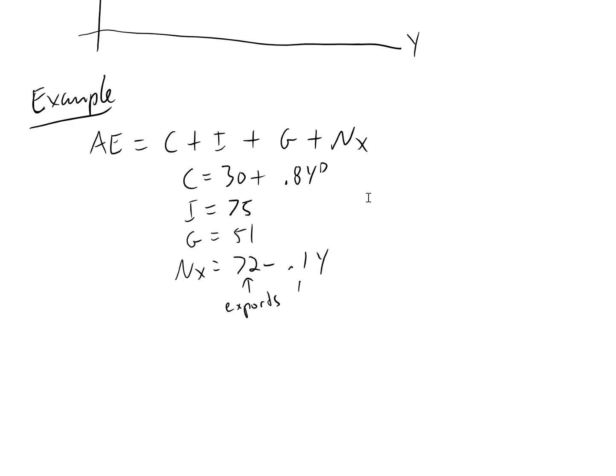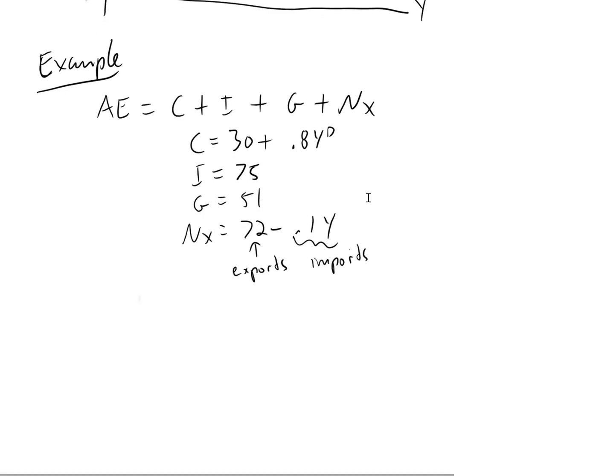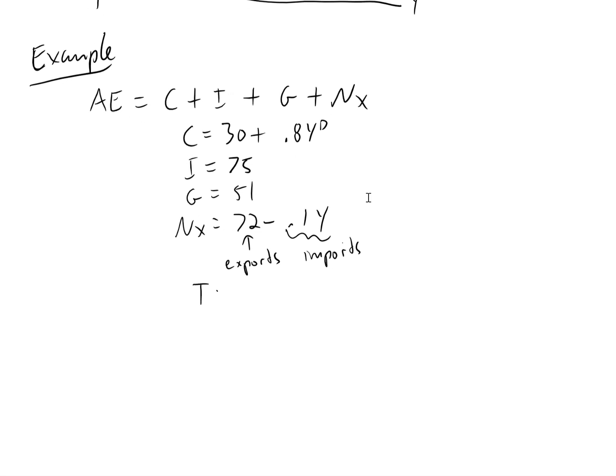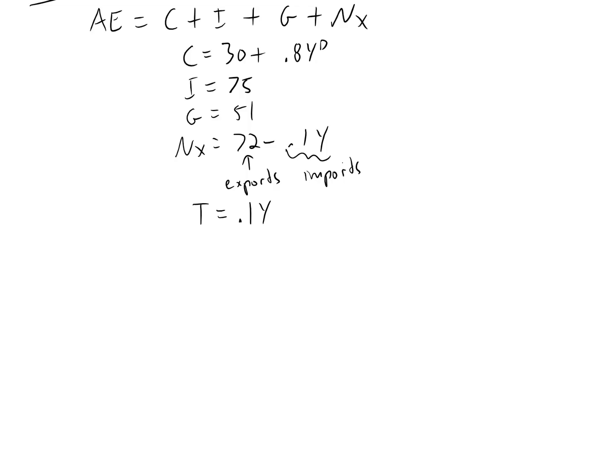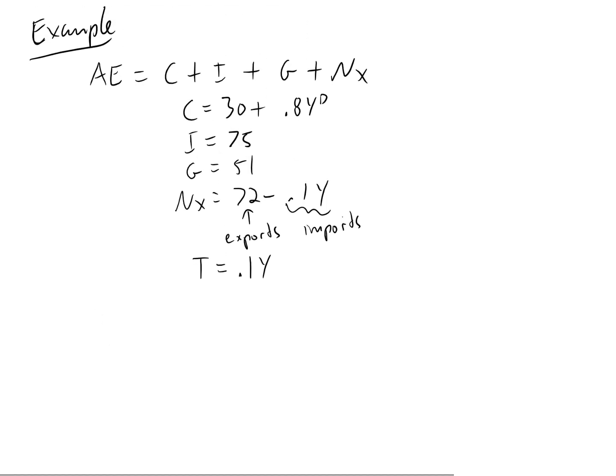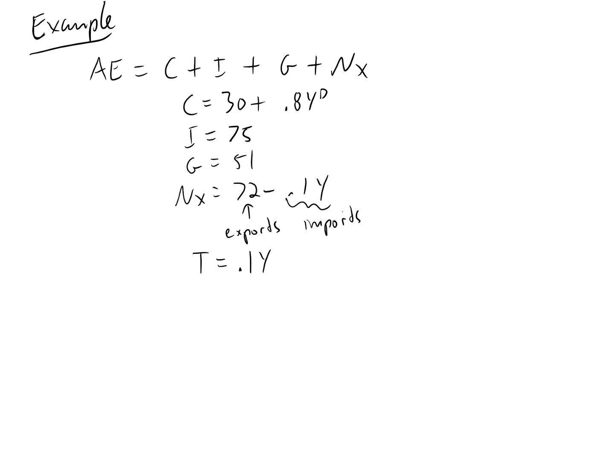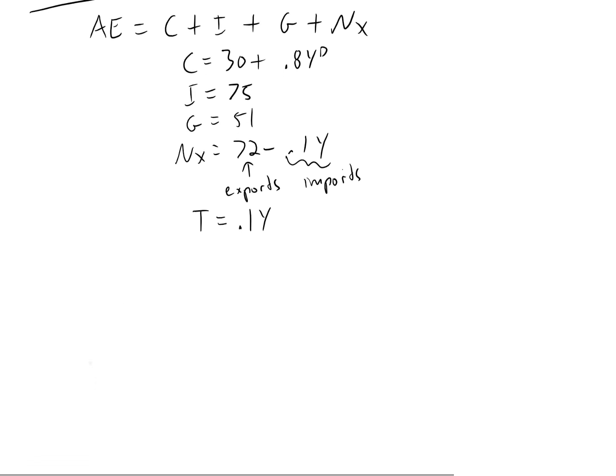And this second term is the imports. So it's saying our marginal propensity to import is 0.1, for instance. And let's imagine our tax rate is 0.1. So our tax revenue, or capital T, equals 0.1 times Y. Okay, so let's take the numbers of this example, and we're just going to plug these functions into our AE function just like we did before.